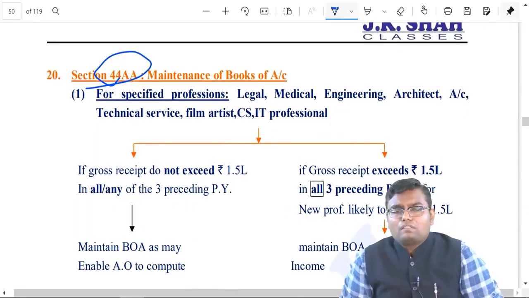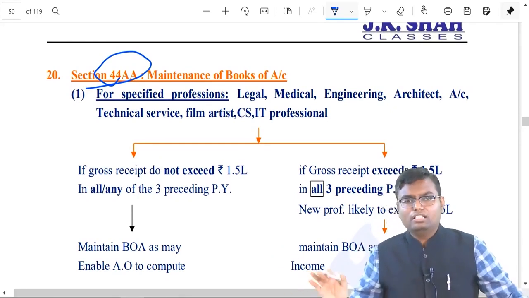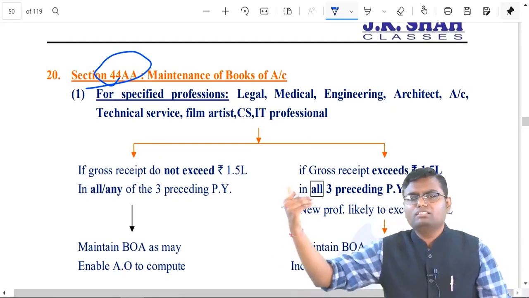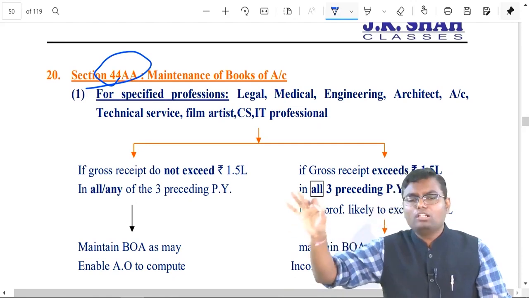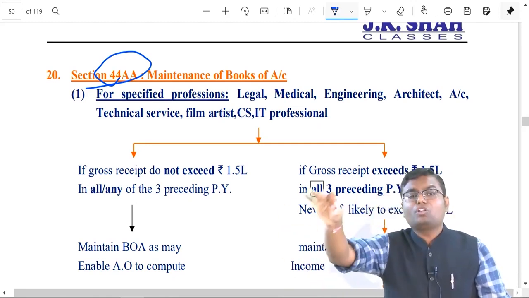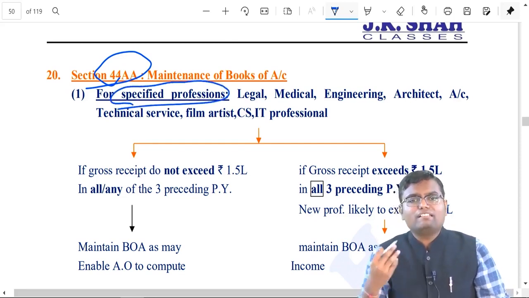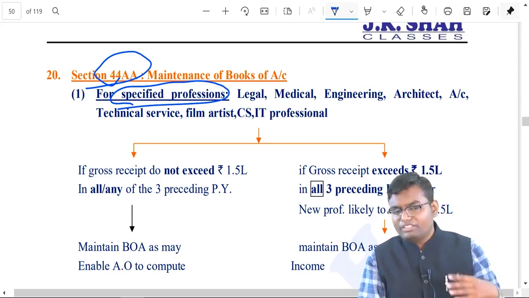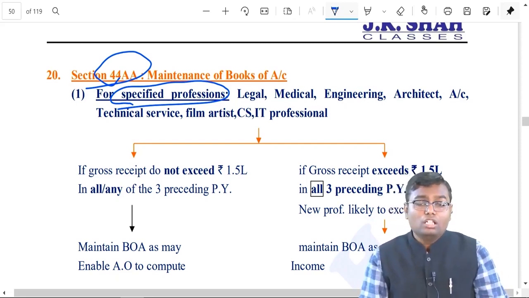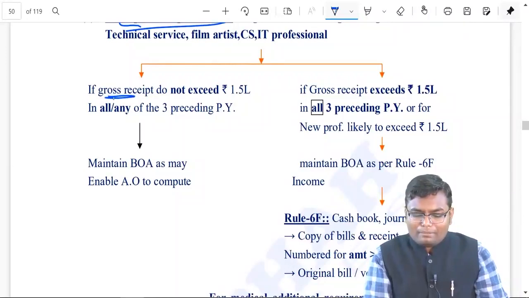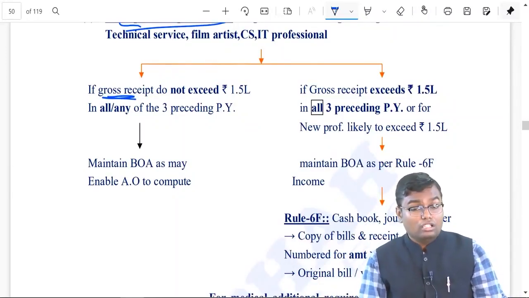For books of accounts, there are basically two categories. Number one, specified profession. Number two, other than that, all other businessmen, all non-specified profession. If you are covered under specified profession, that is legal, medical, engineering, architect, accounting, technical service, film artist, company secretary, IT professional, high dignity professional, specified profession. You see, what was your gross receipt in the last 3 years?